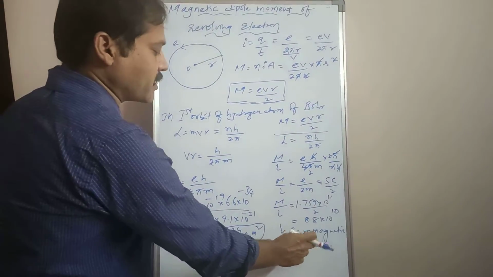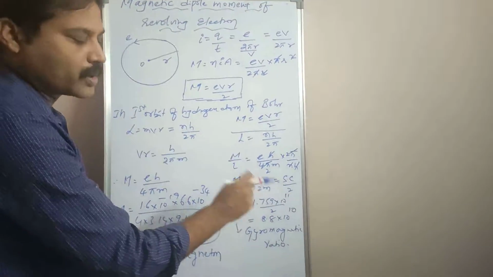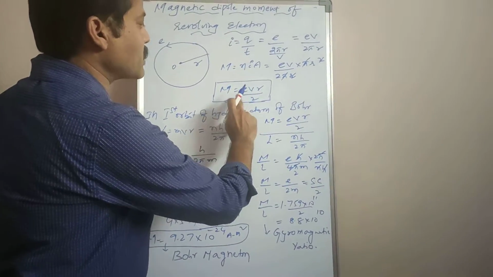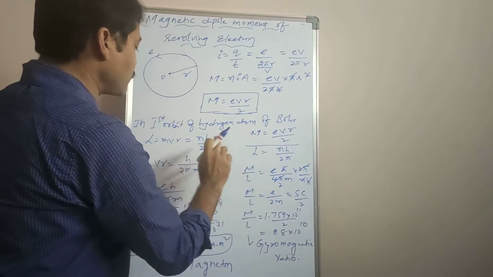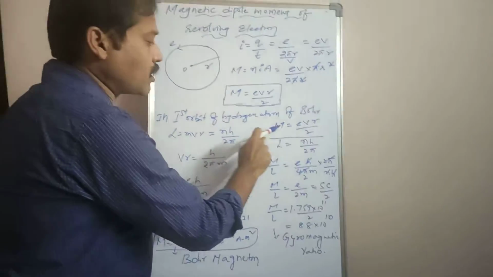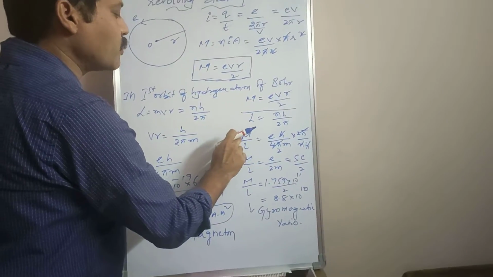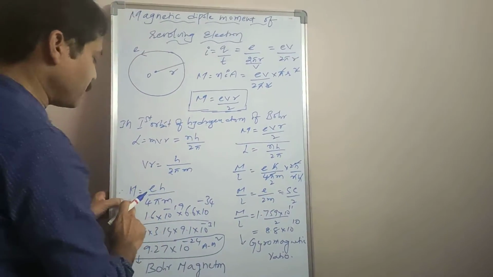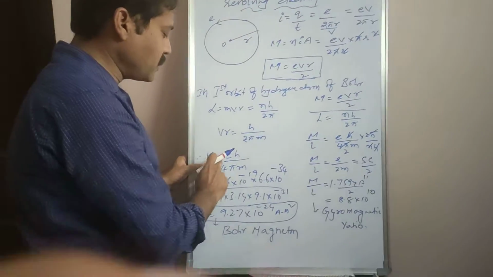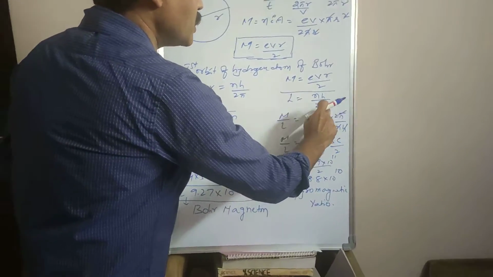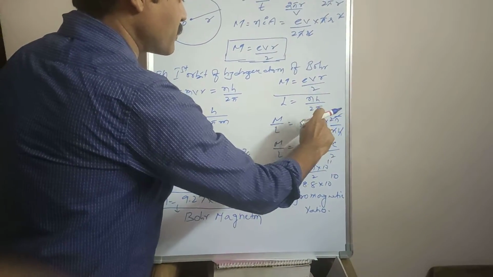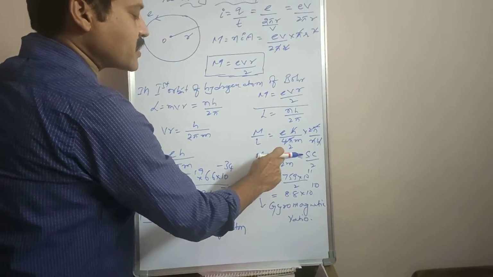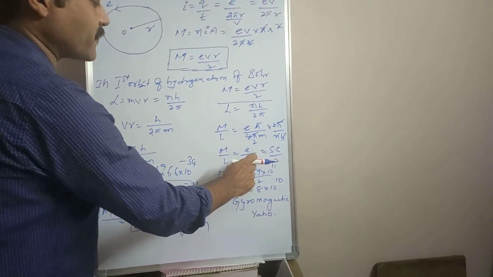What is the gyromagnetic ratio? Write its value. Gyromagnetic ratio means you have capital M as evr by 2 and L is equal to nh by 2 pi. Now taking the ratio of M by L, M by L is equal to eh by 4 pi m into 2 pi by nh. After simplifying this, you will get e by 2m. Here e stands for the charge of the electron and m stands for the mass of the electron.